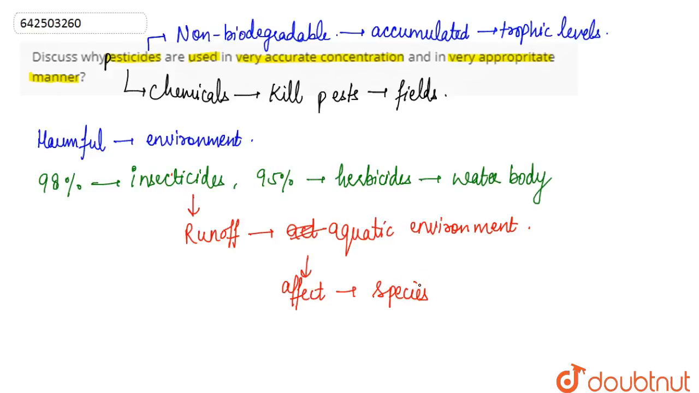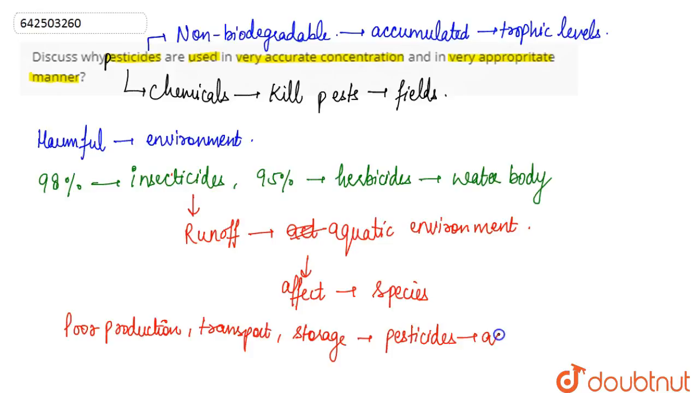Other problems emerge from poor production, transport, and storage practices. That is also a reason why pesticides should be used in a very appropriate and accurate manner. Their usage has to be accurate and appropriate. So this is the reason why pesticides should be used in very accurate concentration and in a very appropriate manner.